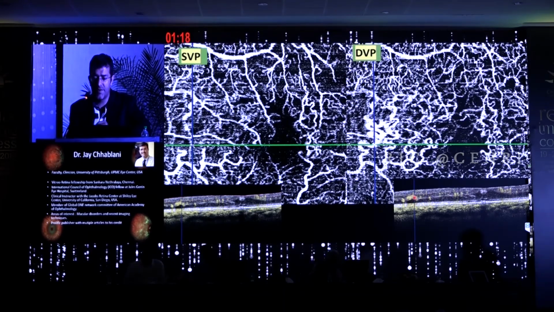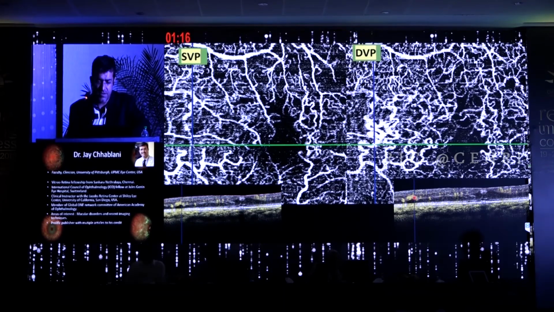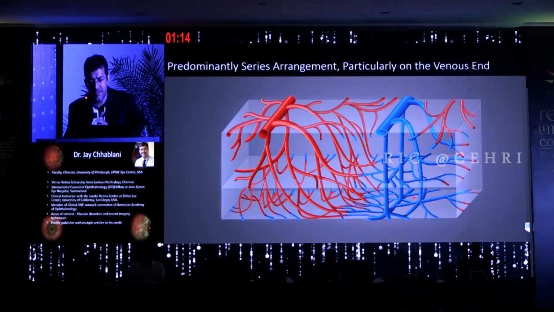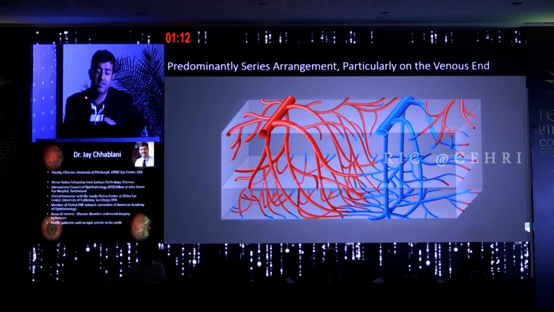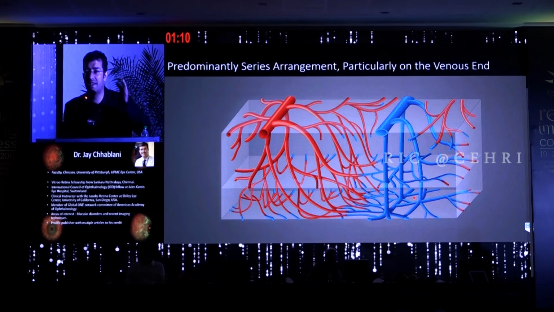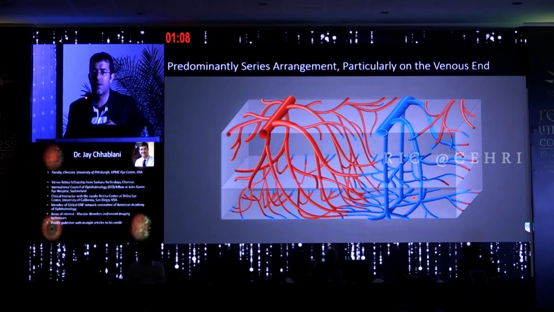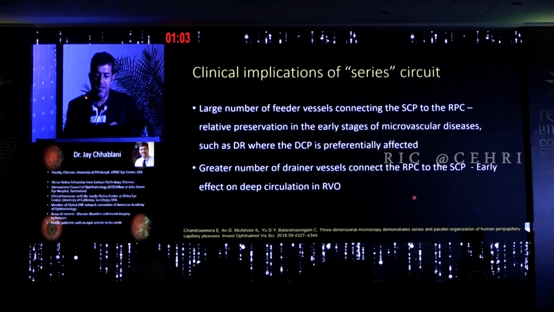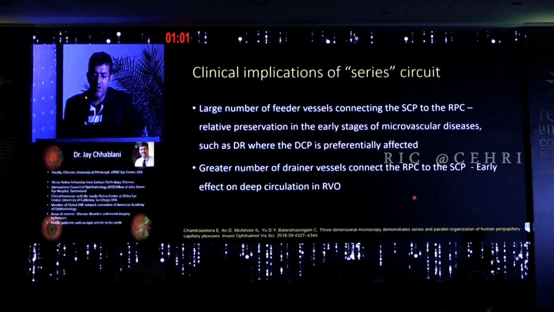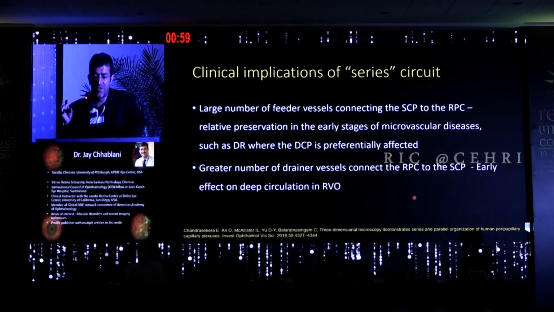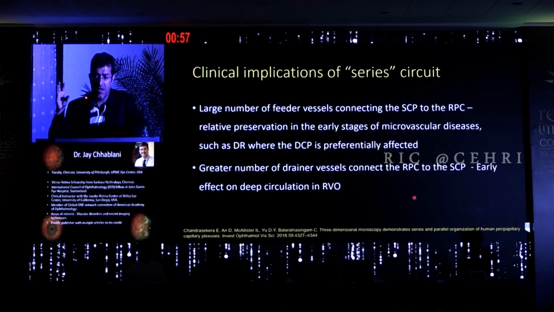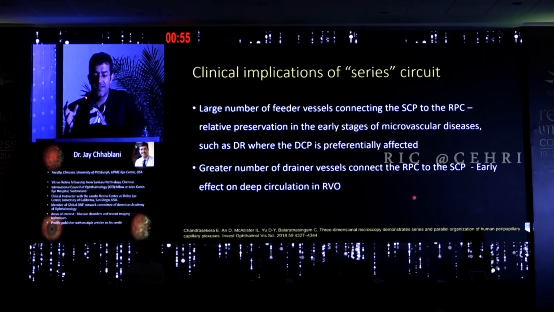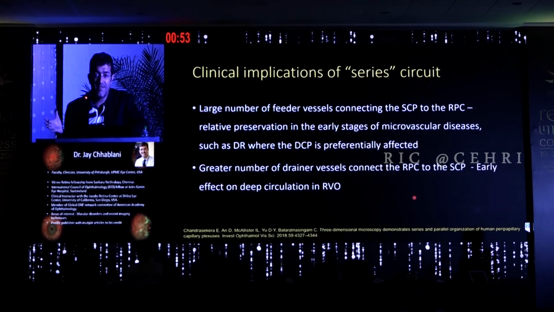This is the image where we did the shadow compensation for this paper. This is something which they are proposing, that there is predominantly a series arrangement, particularly at the venous end. So what is the clinical implication of all this story? There is a large number of feeder vessels connecting to the superficial capillary plexus to the RPCs, which effectively tells you that the RPC is really very well supplied.